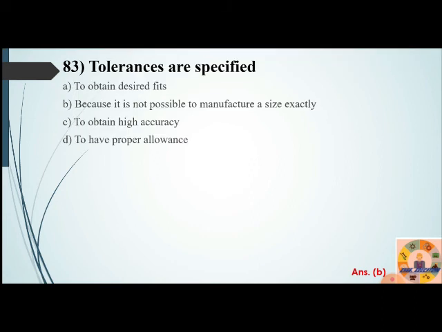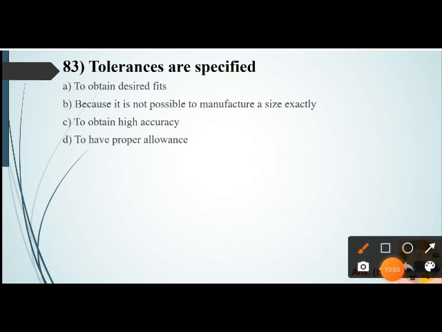Next question is, tolerances are specified. Options are, to obtain desired fits, option B, because it is not possible to manufacture a size exactly, option C, to obtain high accuracy, or option D, to have proper allowance. So, the right answer for this question will be option B, because it is not possible to manufacture a size exactly.